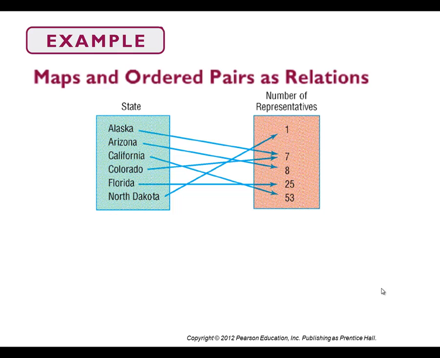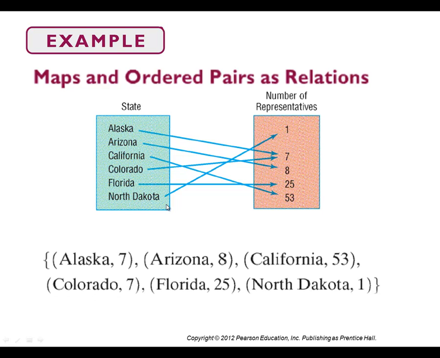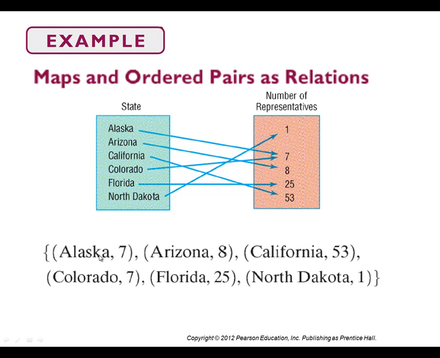Okay, determine whether a relation is a function. We have what we call ordered pairs. And as you can see here, instead of x and y coordinates, the x coordinate would be the state, and the y coordinate would be the number of representatives. So an ordered pair is basically nothing more than x and y values, and no more.